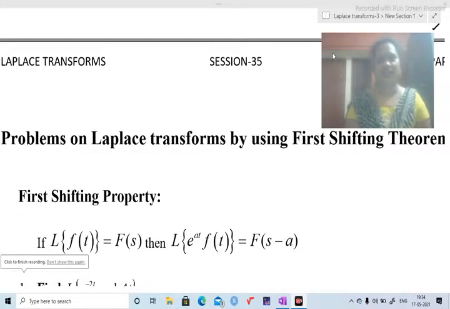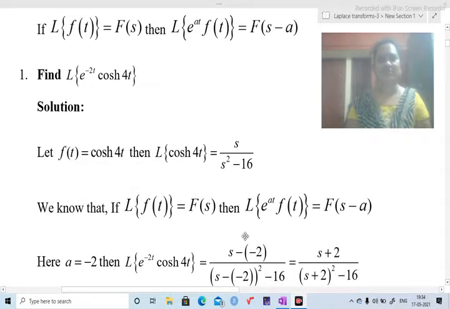In this session, I am going to find out the Laplace transform of given functions by using first shifting theorem and by using the definition of Laplace transform. First shifting property: if L of f of t equal to F of s, then L of e power at into f of t equal to F of s minus a. That means if f of t is multiplied with e power at, then F of s is changed as F of s minus a.